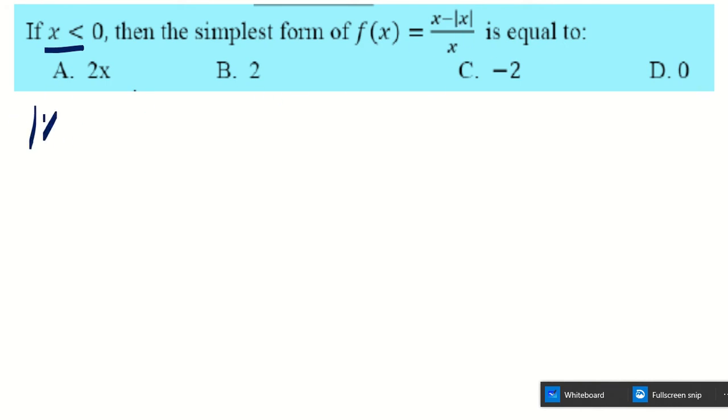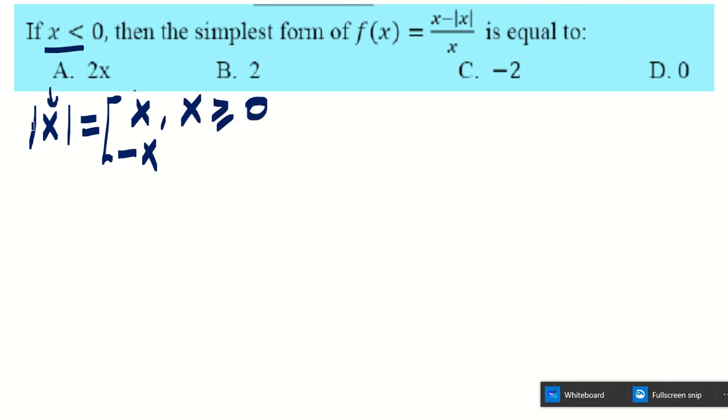The absolute value of x has two possible outcomes, either x or negative x. It will be x when the inner variable is positive, x is greater than or equal to 0, so it is directly extracted. Otherwise, if x is negative, we need to negate it. So when x is less than 0, the absolute value of x comes out as negative x. Therefore, since x is restricted to be less than 0, we take negative x here.